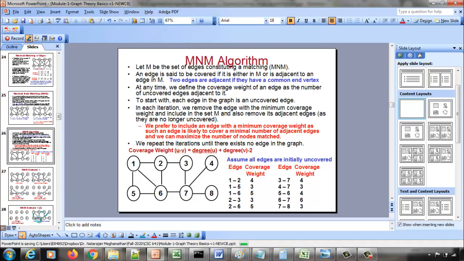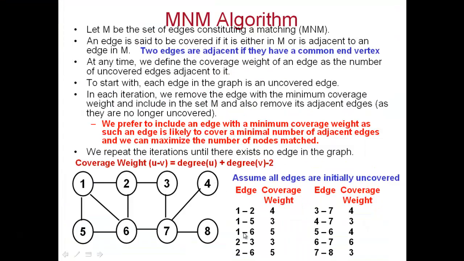Let us pick the edge 1, 2. Its coverage weight according to the formula is the degree of 1 plus the degree of 2 minus 2. The degree of 1 is 3, the degree of 2 is also 3, so 3 plus 3 is 6 minus 2, that is 4. For the edge 1, 5, the degree of 1 is 3, the degree of 5 is 2, so 3 plus 2 minus 2 is 3.